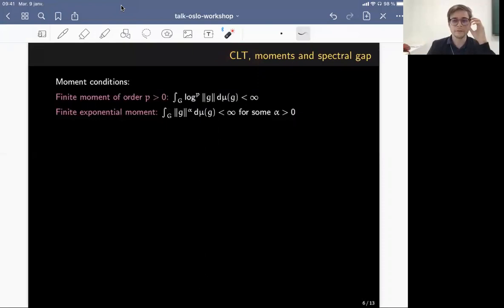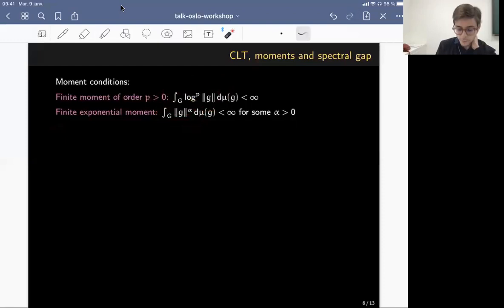And here is the same thing, right? So we have two important moment conditions in this setting. The first one is what we call finite moment of order p, and we ask that the pth power of the logarithm is integrable. And we have this stronger condition of finite exponential moment, where we ask that some power of g itself is integrable.